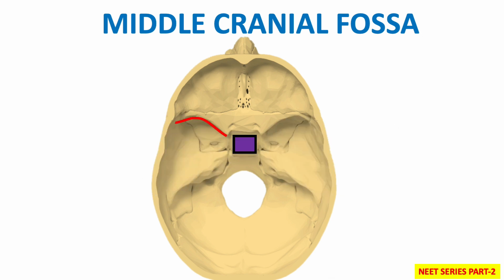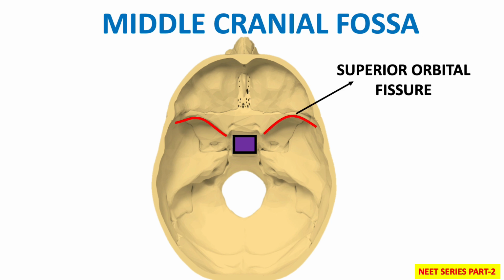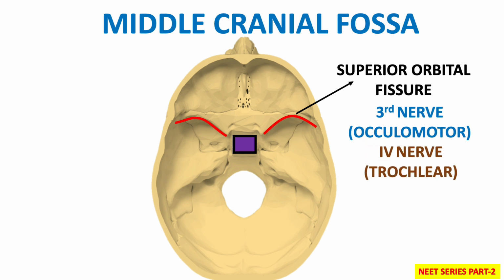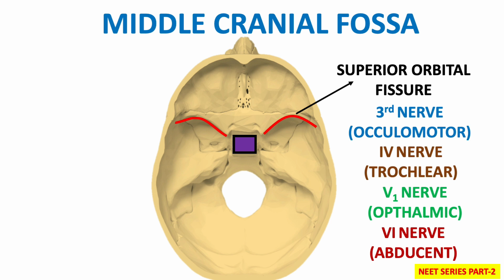Now the structures and the foramina present in the middle cranial fossa. First one, we have the superior orbital fissure. Through the superior orbital fissure, the third nerve, that is the oculomotor nerve, passes. Then we have the fourth nerve, that is the trochlear, the trigeminal division of the fifth nerve, that is the ophthalmic, and the sixth nerve, that is the abducent, which pass through the superior orbital fissure. It means the third, fourth, first branch of the fifth nerve and the sixth nerve pass through the superior orbital fissure.